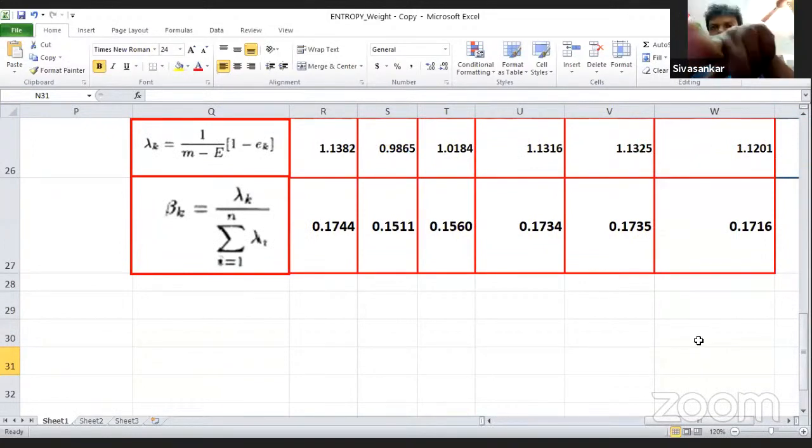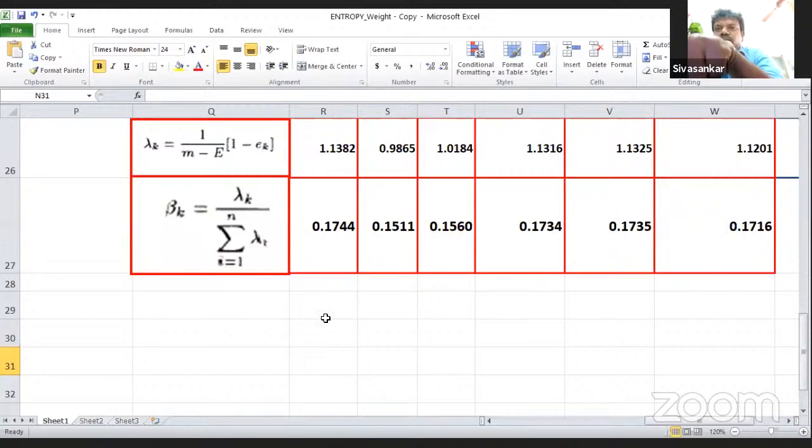So we can calculate lambda k. Lambda k is equal to 1 divided by m minus e, into 1 minus ek. 1 minus ek we have already calculated in the previous cell. The value of m is equal to 6 because there are 6 responses. E is nothing but the summation of ek. If you sum up all 6 ek, we can find the value of e, right? So from this we can calculate lambda k. Now, if you add all lambda k, we would be able to calculate sigma lambda k.